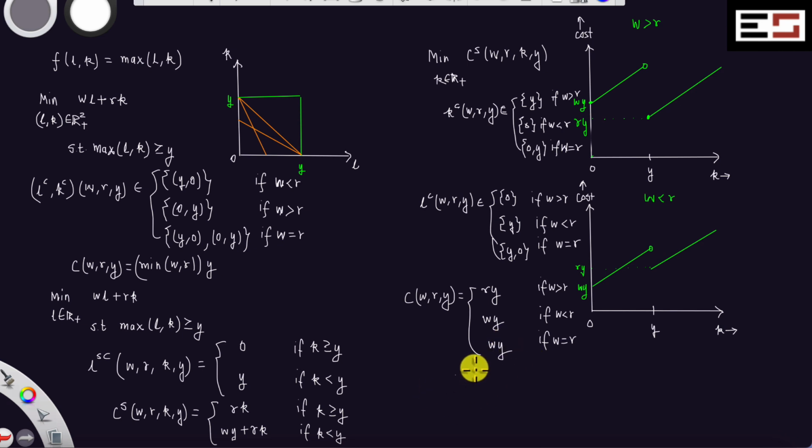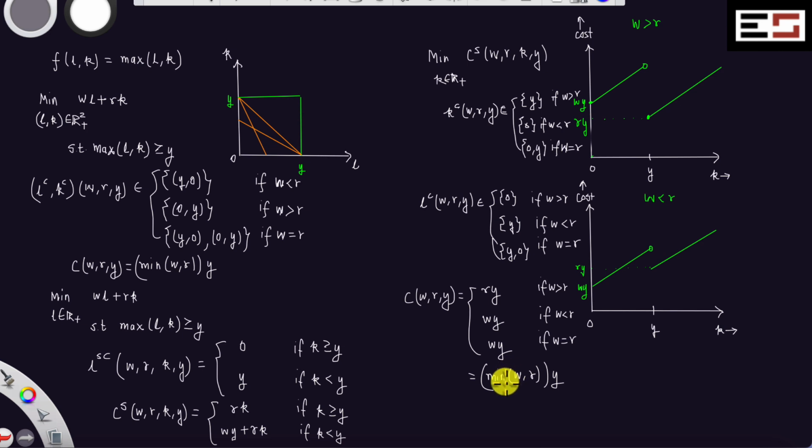Okay, so notice that this can also be written like this: minimum of w and r, times y. So that's exactly what we have over here. If we minimize the short-run cost with respect to the fixed factor capital, then we'll obtain the solution to the long run cost minimization problem, and we'll also obtain the long run cost function.